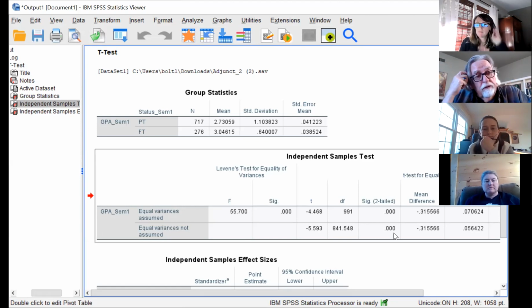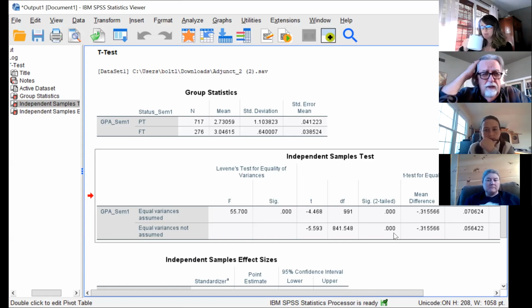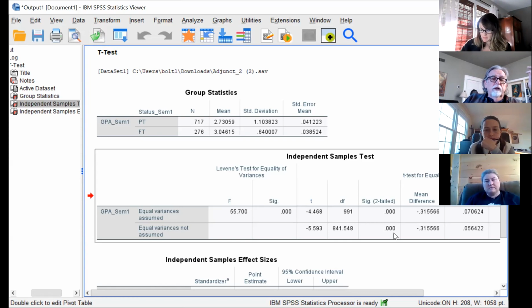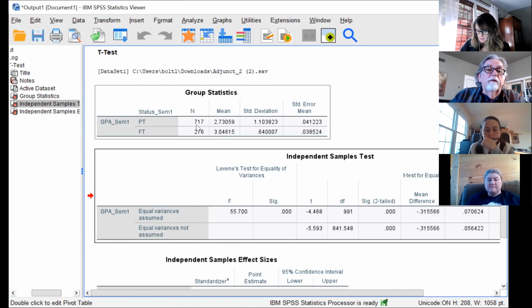And it's another reason why we always have to be careful about how definitive a statement we make when we're dealing with statistical significance, because we're assuming equal variances. We're assuming random selection. And we very seldom have that. In fact, we never have that in post hoc data. But at least the t-test, or Levine's test, allows us to check that. So anyhow, yes, there is a significant difference between the two groups, and it's in the direction of the full-timers having higher GPAs.